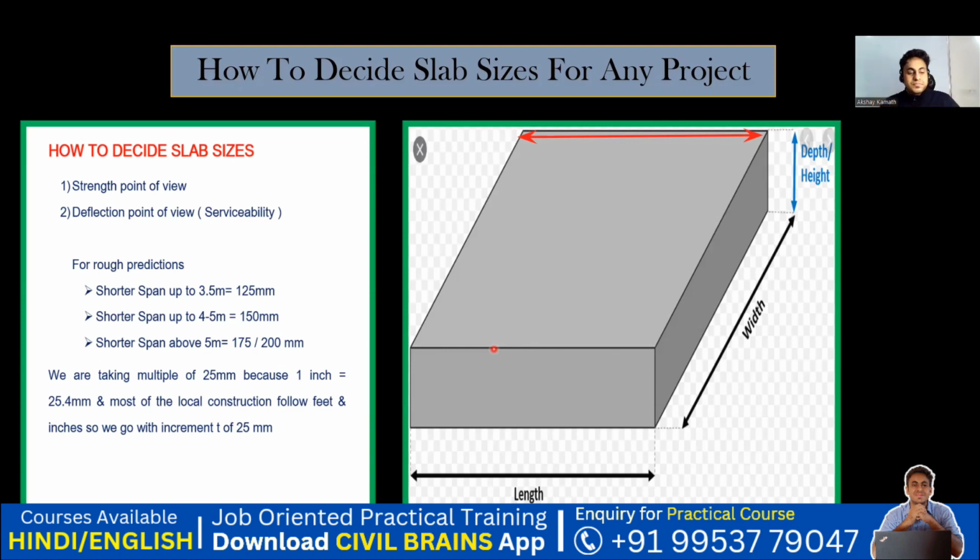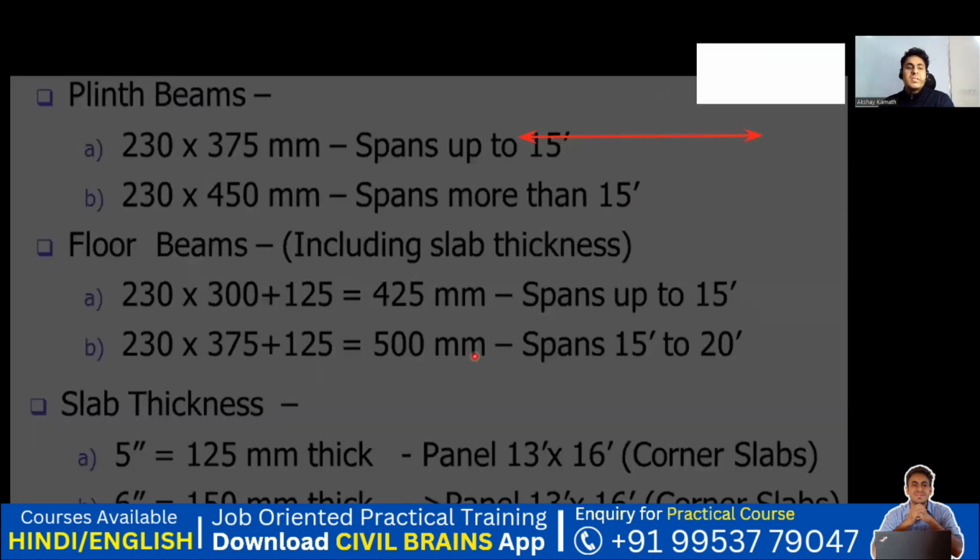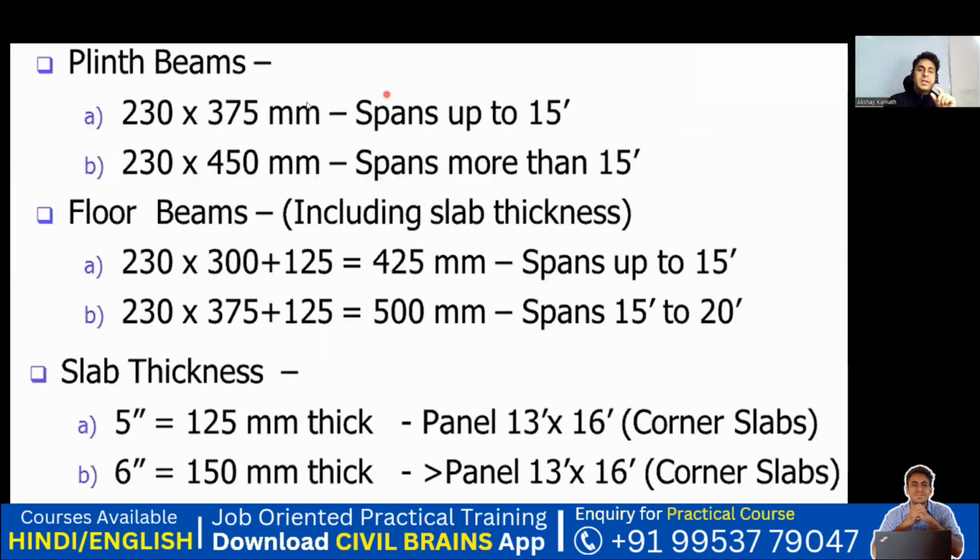Good, great. Now we'll understand one more thing. Previously we understood for the column, right? Now we'll try to understand for the plinth beam and the slab, how we can take the standard sizes. So for the plinth beam, if your span is up to 15 feet, that is the distance between the two columns, you can go with a beam size of 230 by 375 mm. If your spans are more than 15 feet, you can go with a beam size of 230 by 450 mm.